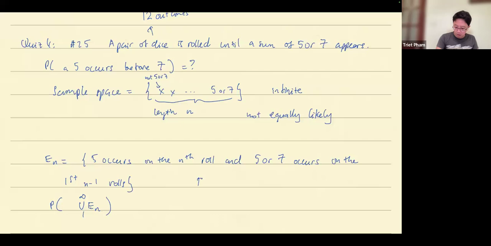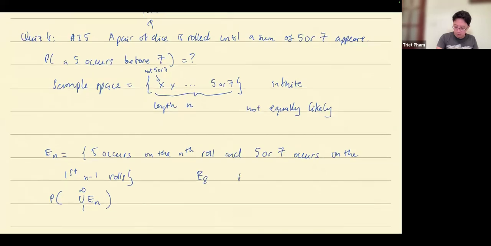E8 means that on the 8th row, you got a 5, because a 5 occurs on the 8th row. On the other hand, E9, by definition, means that a 5 or 7 does not occur on the 8th row, because a 5 or 7 does not occur on any of the previous rows. So that's why they have nothing in common.